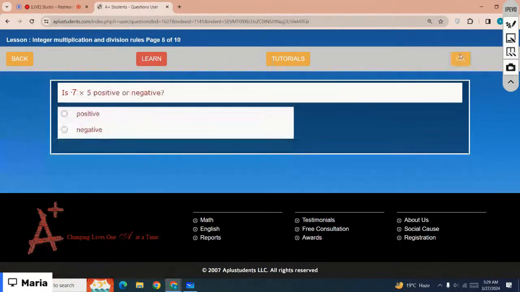Is negative 7 times 5 positive or negative? The correct option is negative, because one of the numbers is negative, so the answer must be negative.